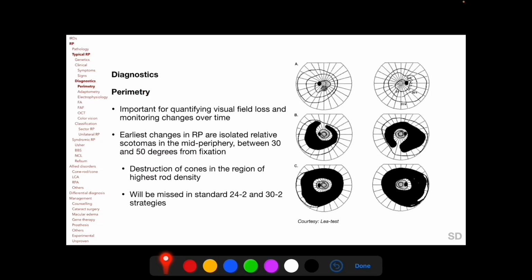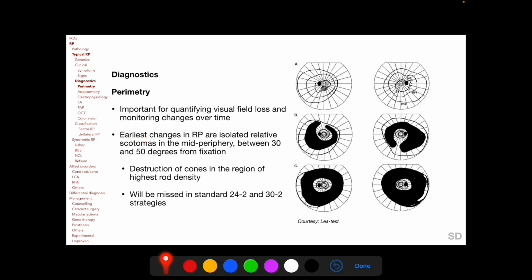Perimetry is an important diagnostic test for patients with retinitis pigmentosa to quantify visual field loss and to monitor the rate of deterioration of visual field over time. But we need to understand that conventional tests of perimetry, either automated static or Goldmann kinetic perimetry, evaluate cone function.